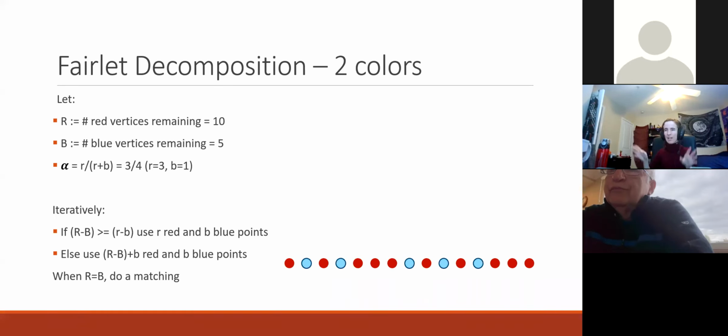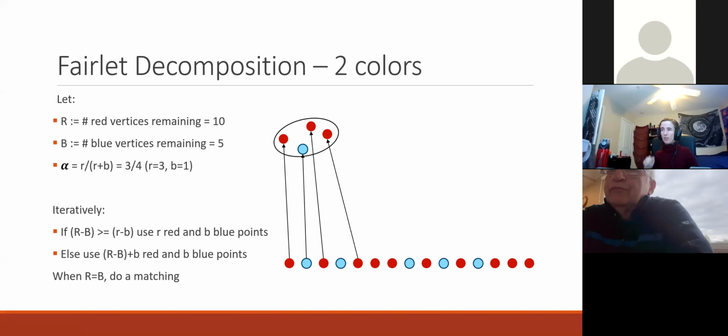So this might have been a bit confusing at a high level. So let's take this algorithm through step by step. Let's look at the difference between big R and big B. So to start, the difference between the number of remaining red vertices and blue vertices is 5. So if we look at this conditional statement, 5 is going to be greater than or equal to little r minus little b, which is 2. So because the first conditional holds, we're going to create a cluster using 3 red points and 1 blue point. And this is going to be the first cluster in our fairlet decomposition.